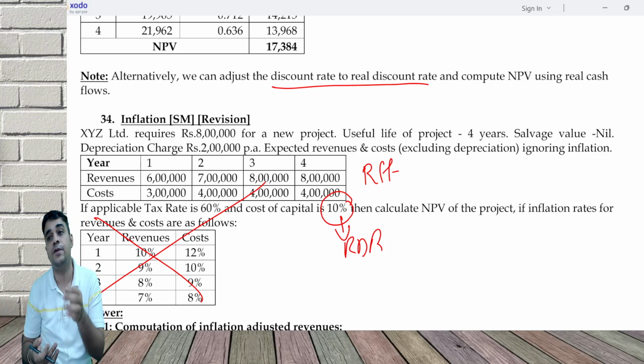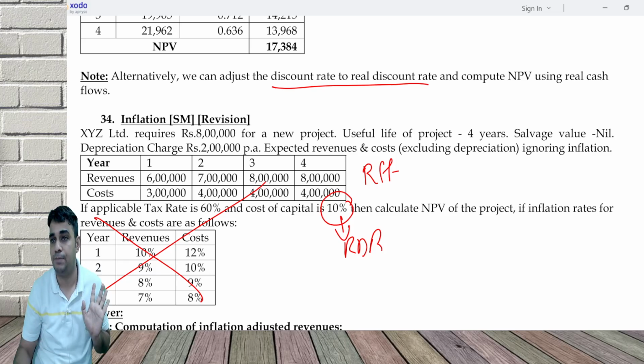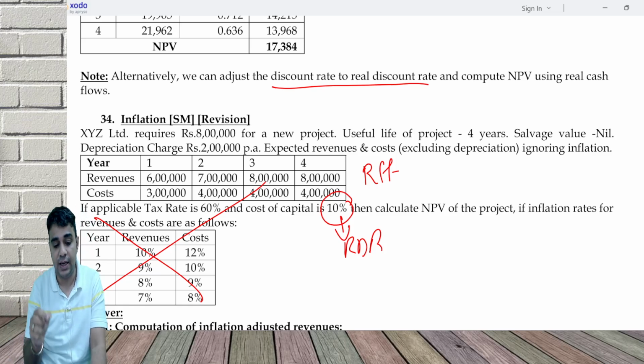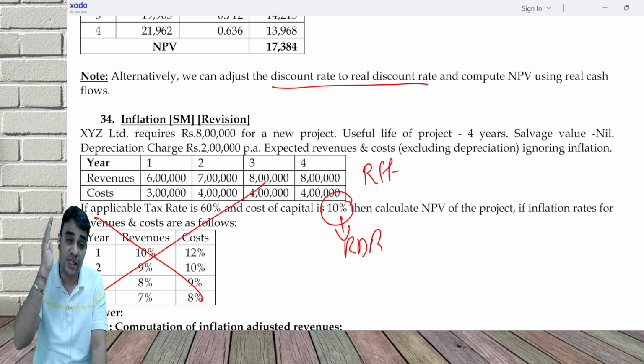So here first we will understand how to calculate the money cash flow. Once that is calculated, discounting is at 10%, also assuming the question clearly mentions that this is a money discount rate. Then you cannot convert that into RDR, because I have multiple inflation rates. Conversion is not possible. Assume the question says this is RDR, again, conversion is not possible.